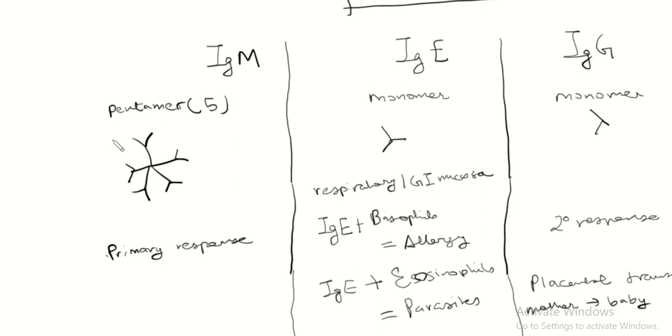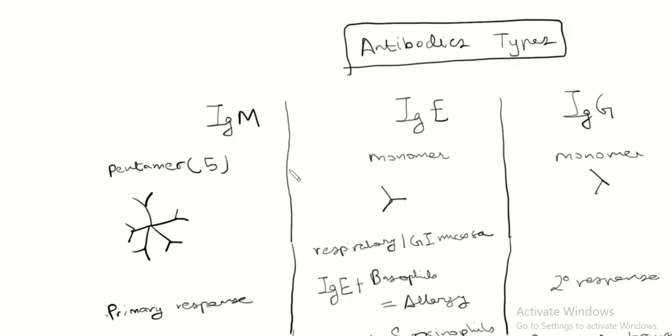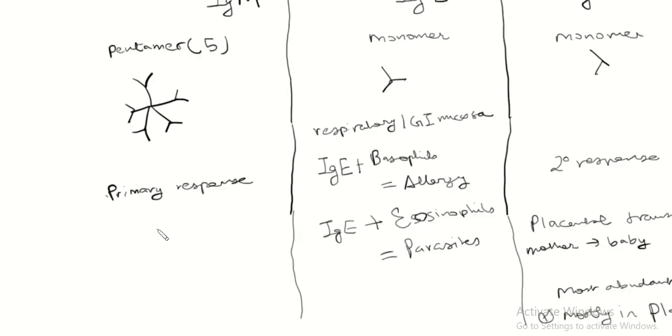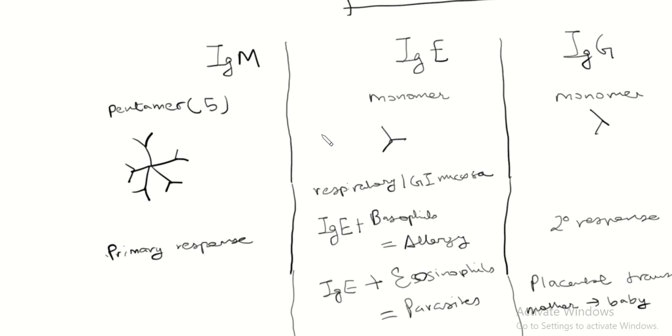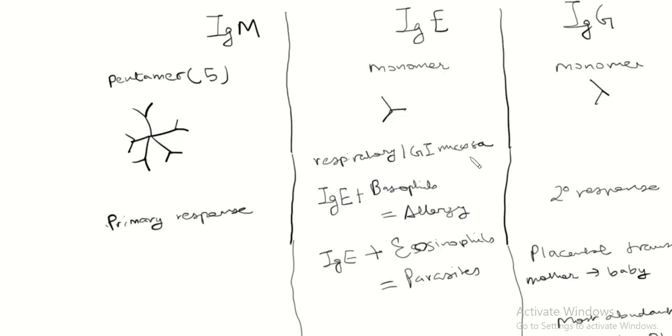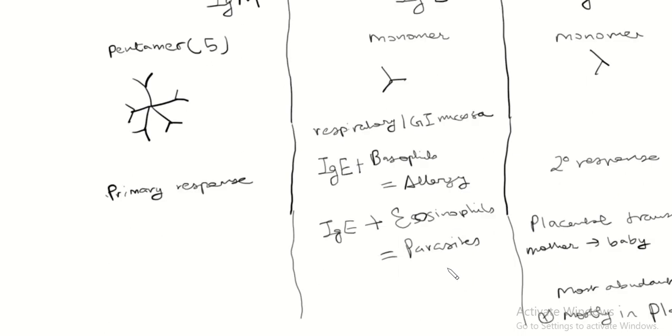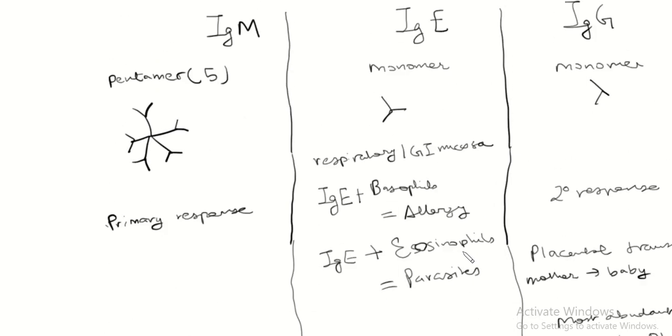IgM, I call it, remember, mega Ig miserable. It's a pentamer, so remember it's 5 antibodies that are connected to each other. It's a primary response. IgE is a monomer, so 1 antibody. A lot of it is in our respiratory or GI mucosa. And remember, IgEs connect with basophils, and you see allergies. IgEs also work with eosinophils, and they try to attract the parasitic worms.